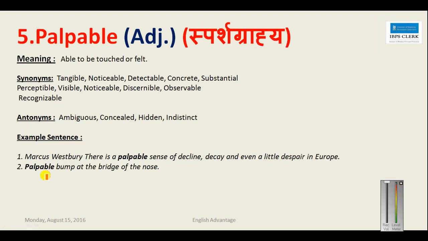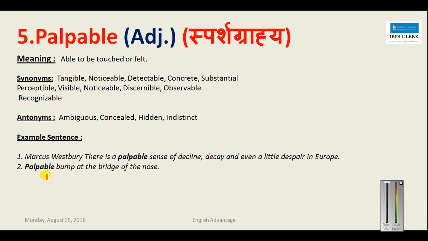Now let us look at the next word, and that is palpable. Palpable is used for something that is tangible, detectable, concrete. Concrete is a good word, that which you can see and touch. And the next word is substantial. Substantial part of something means the major part, the main part of something. Perceptible, that you can perceive or see. Visible, noticeable, discernible, observable and recognizable. So these are the corresponding synonyms for palpable. It is anything that you can touch, that is tangible, concrete or solid.